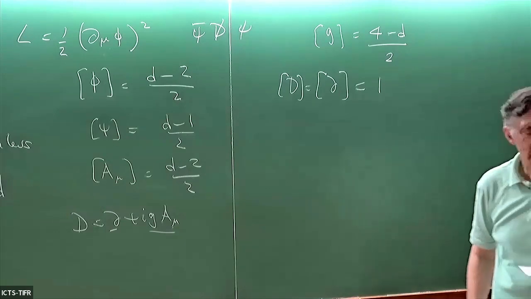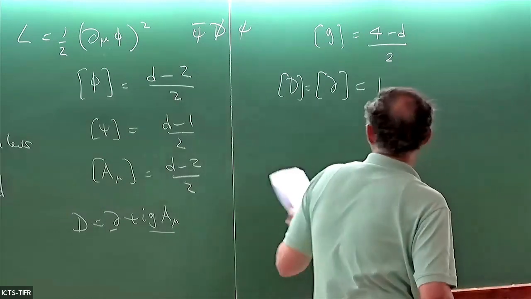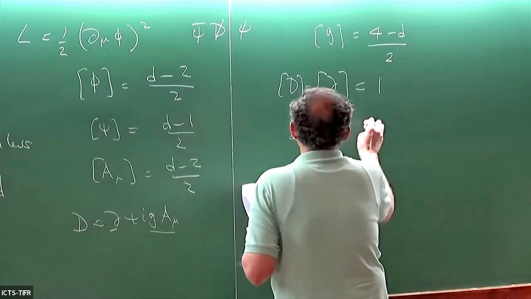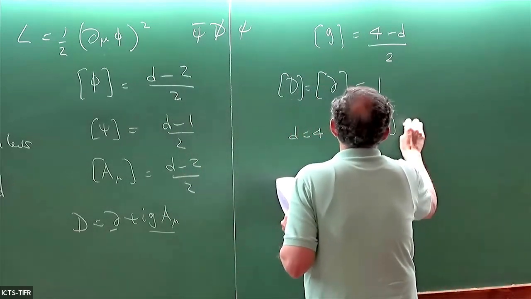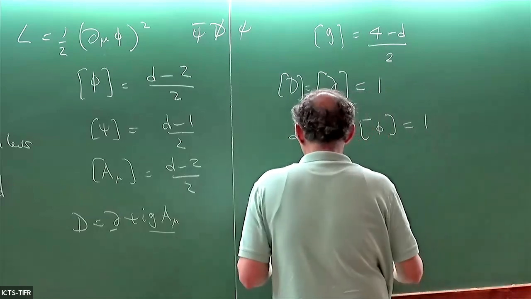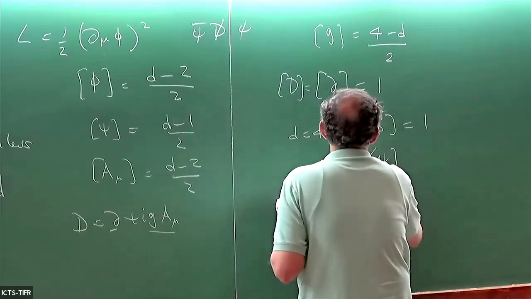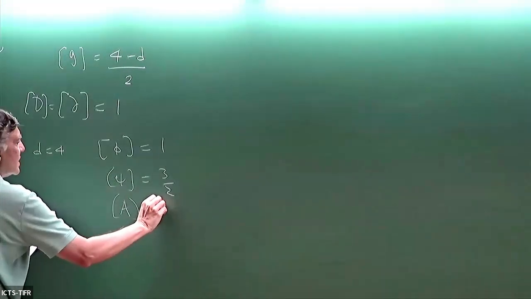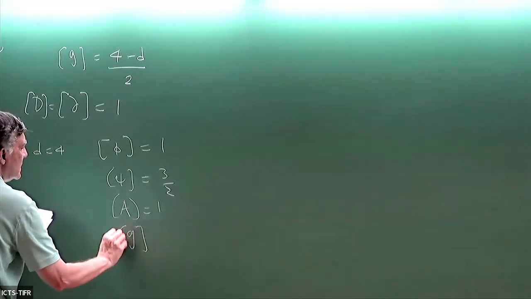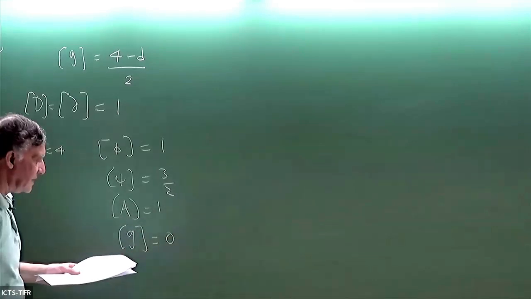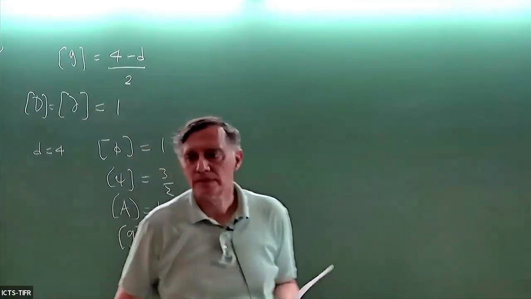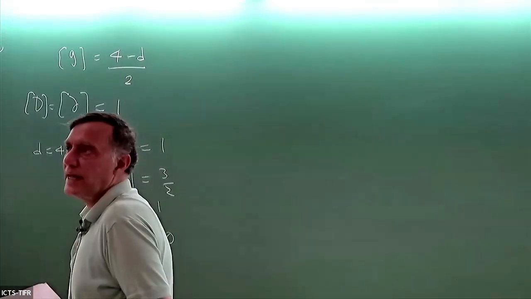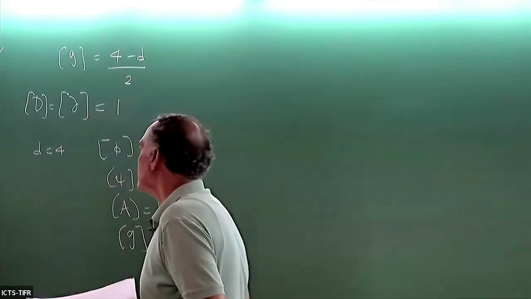But in the interest of time, I'll now just set little d equals 4. And then scalars have dimension 1. Fermions have dimension 3/2. Gauge bosons have dimension 1. And gauge coupling constants are dimensionless. So now we can go back to the Lagrangian and ask, what are the operators of any given dimension?